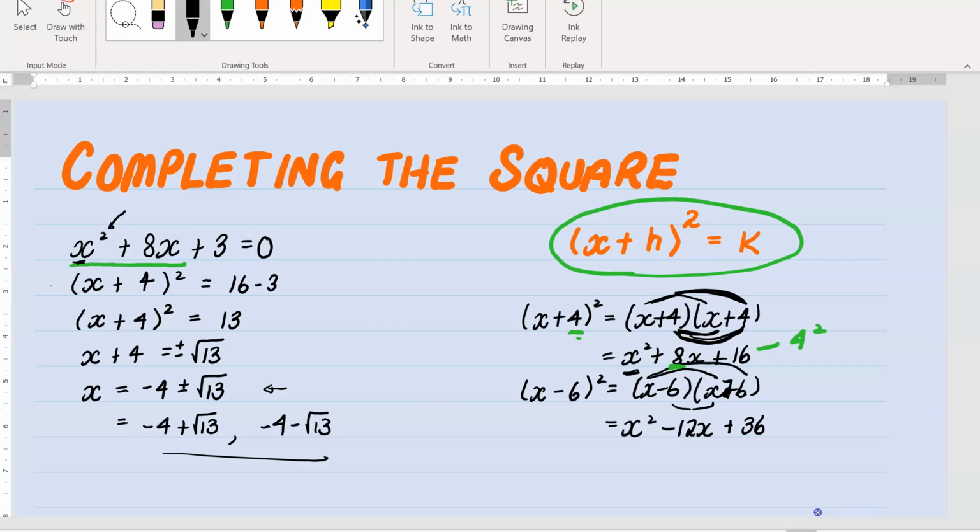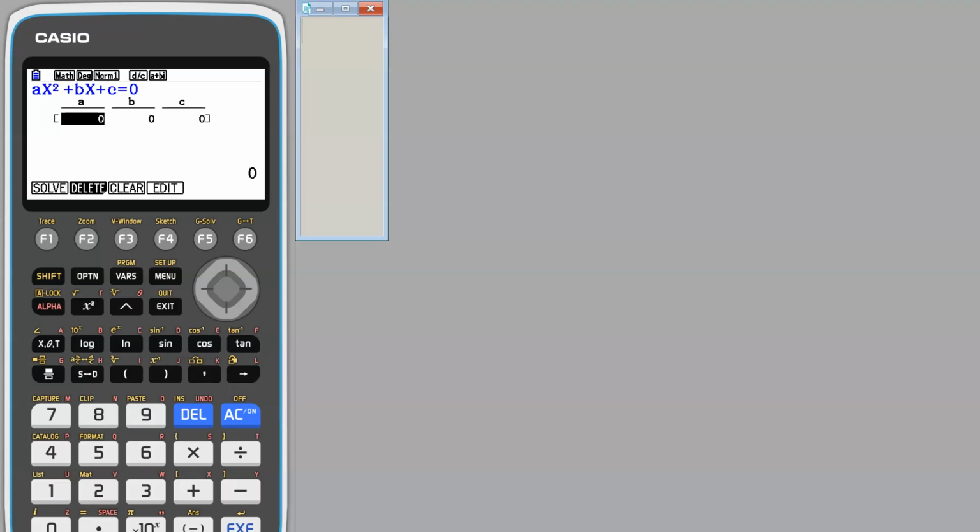So we go back over here, and my number in front of x is a 1, b is 8, c is 3. So 1, 8, 3. Let's see if I can remember that. 1, enter, 8, enter, 3, enter. Okay, you can either press enter again, or you could have pressed solve.